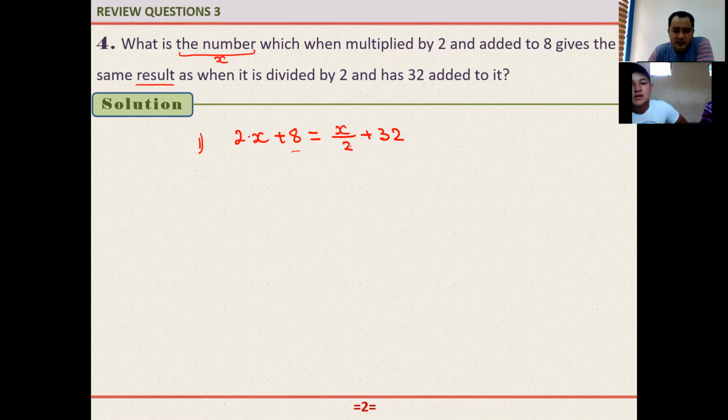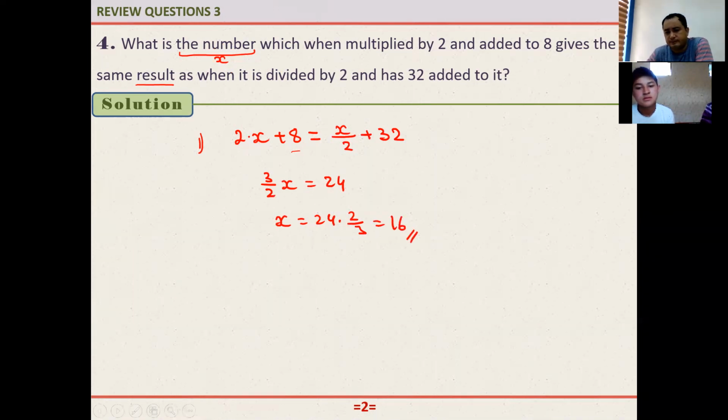This is x minus half x, so one half x. 2x equals 32 minus 8, which is 24. So x equals 24 times 2 over 3, that is 8 times 2, 16. So x is 16.